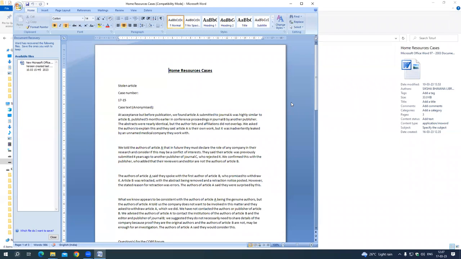Acceptance but before publication. We found article A submitted to journal A was highly similar to article B published 5 months earlier in a conference proceeding in journal B by another publisher. The abstracts were nearly identical, but the author list and affiliations did not overlap. We asked the author to explain this, and they said it is their own work, but it was inadvertently leaked by an unnamed medical company they worked with.